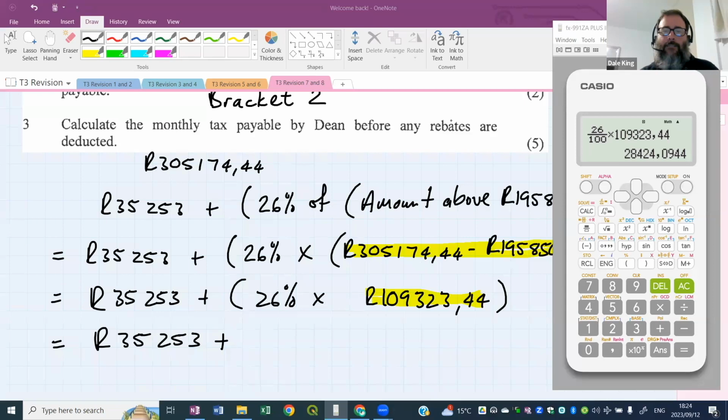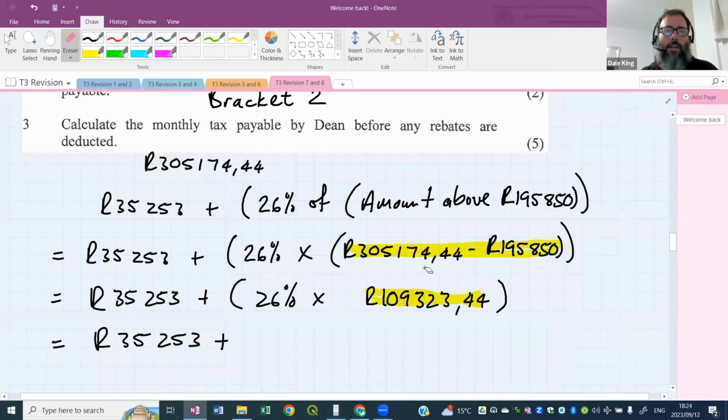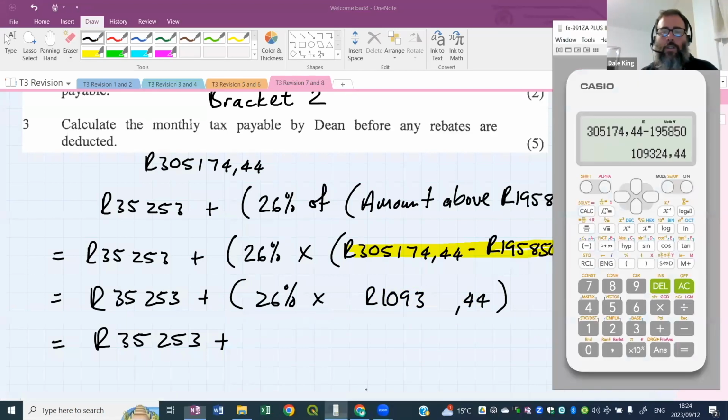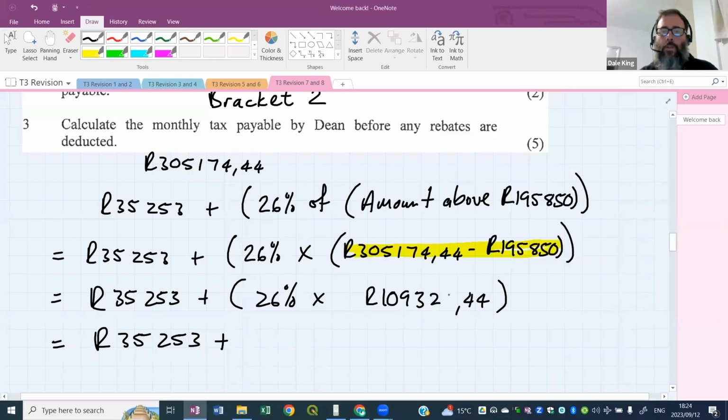305,174.44 minus 195,850. Isn't it 109,324? Let's check my calculator. So there on the screen, 109,324. So 305,174.44 minus 195,850 is 109,324. I see. All right, Mohammed, thank you very much. Pleasure, sir. Excellent. Thank you. So 109,324.